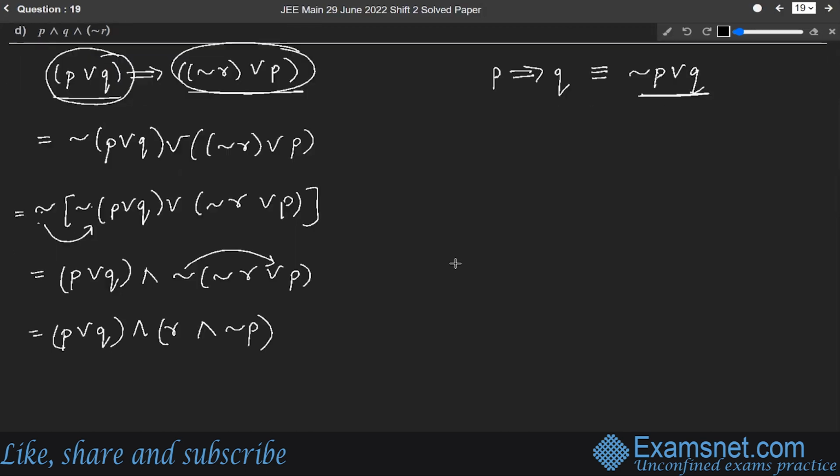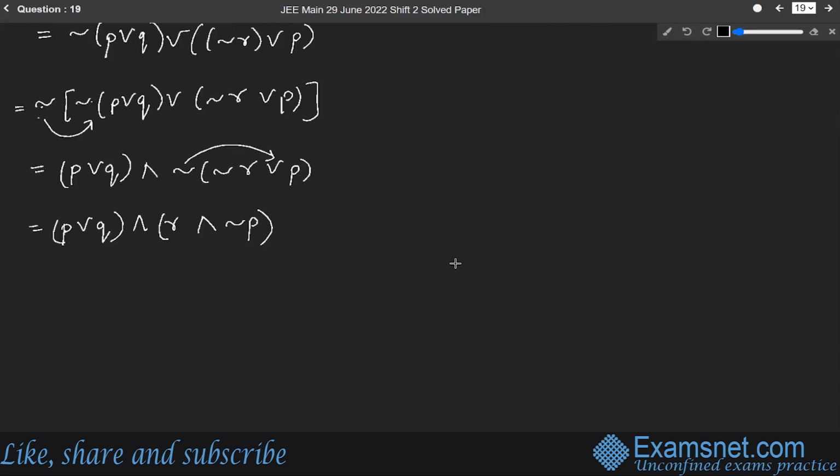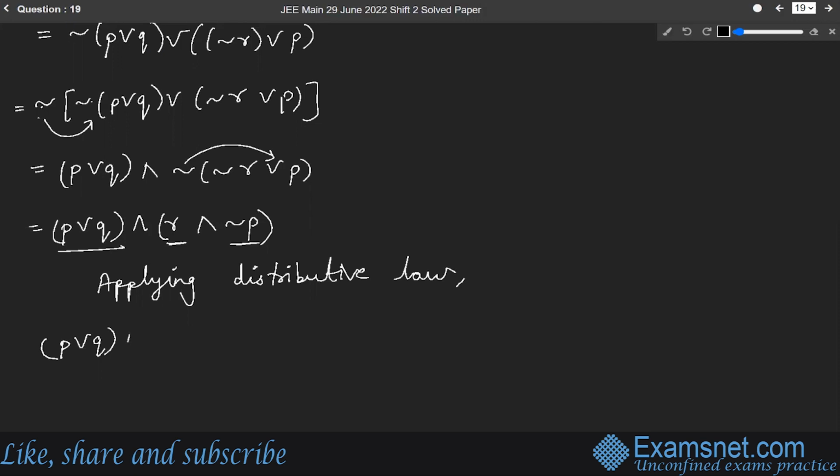Now, this is the form. Now, we have P or Q and R and negation of P. We have to apply distributive law here. So, applying distributive law, what is distributive law? We have to take P or Q with R, then we have to take P or Q with negation of P. Okay. So firstly, we will take P or Q and R. All right. In the middle also there is and.